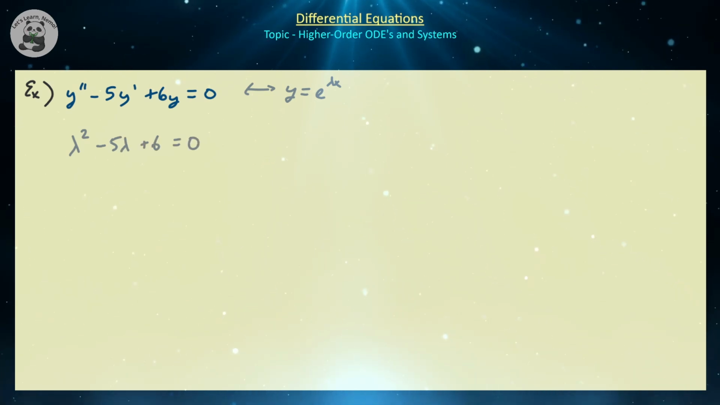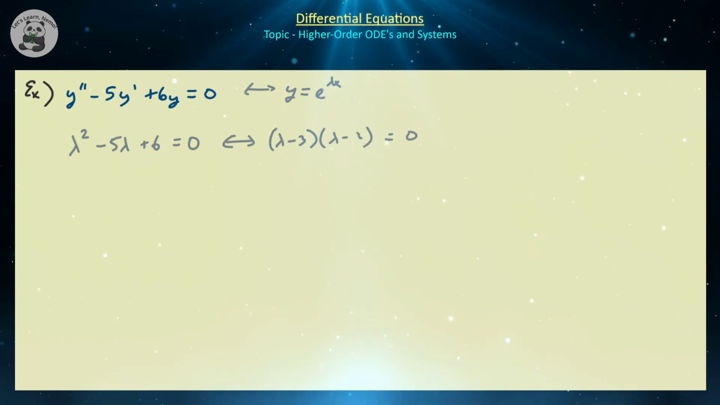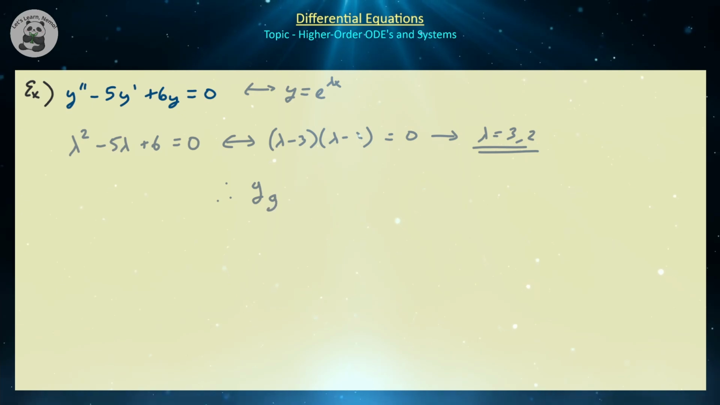So lambda squared minus 5 lambda plus 6 equals 0, which, as we already know, easily factors into lambda minus 3 times lambda minus 2 is equal to 0, which gives us two lambda values. In particular, lambda is equal to 3 and 2. So that gives us the general solution to this differential equation to be equal to c1 e to the 3x plus c2 e to the 2x.